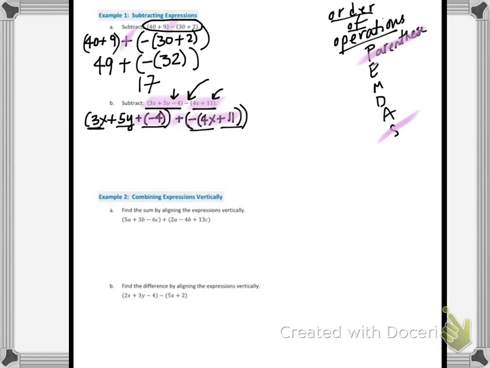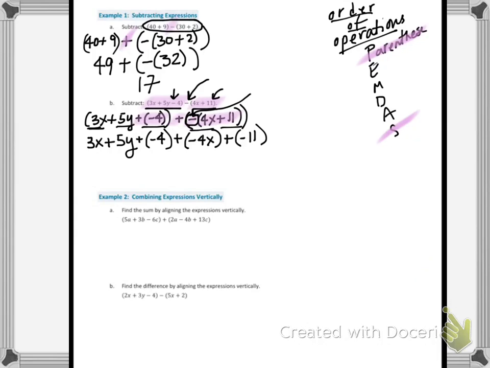So now we have 3x, stays the same, nothing happens there. We're going to add 5y, okay? And now we have still our negative 4, okay? These are all looking good, at negative 4. And then we're going to add, now we have negative 4x, because whatever's inside of that parentheses there is negative because of our negative sign in front of it. Negative 4x plus negative 11. Okay, again, you have to remember that 11 is negative because of this negative sign here.